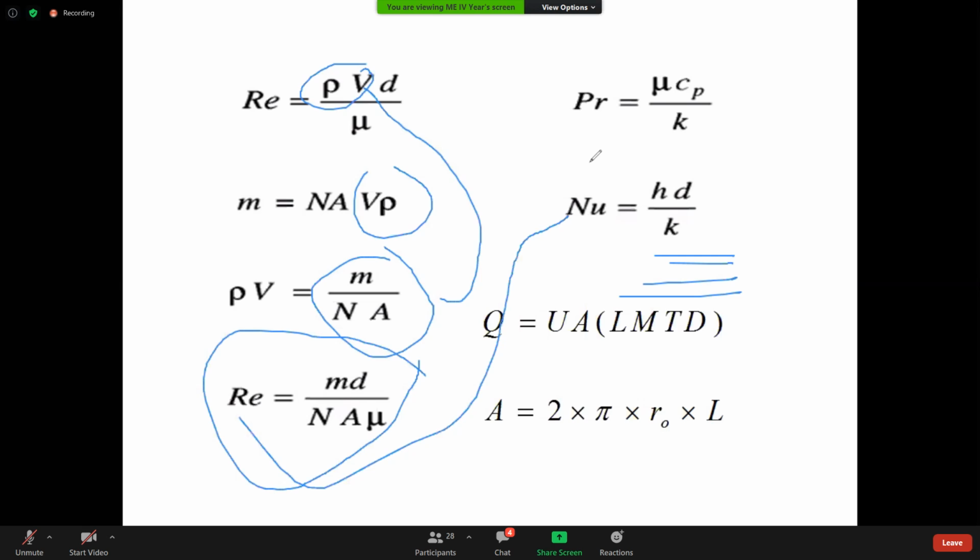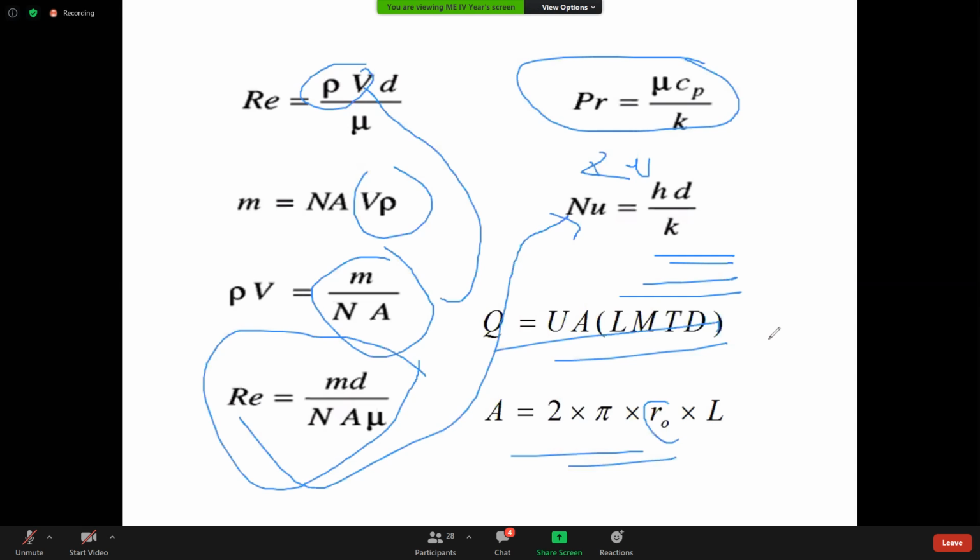Nusselt number is a function of Reynolds number and Prandtl number. Prandtl number mu Cp by K means final. Right? You know this equation. Area is 2 pi r naught L. R naught L. This diameter. Then inner diameter Ri. Then outer diameter R naught. Outer diameter, not this diameter.